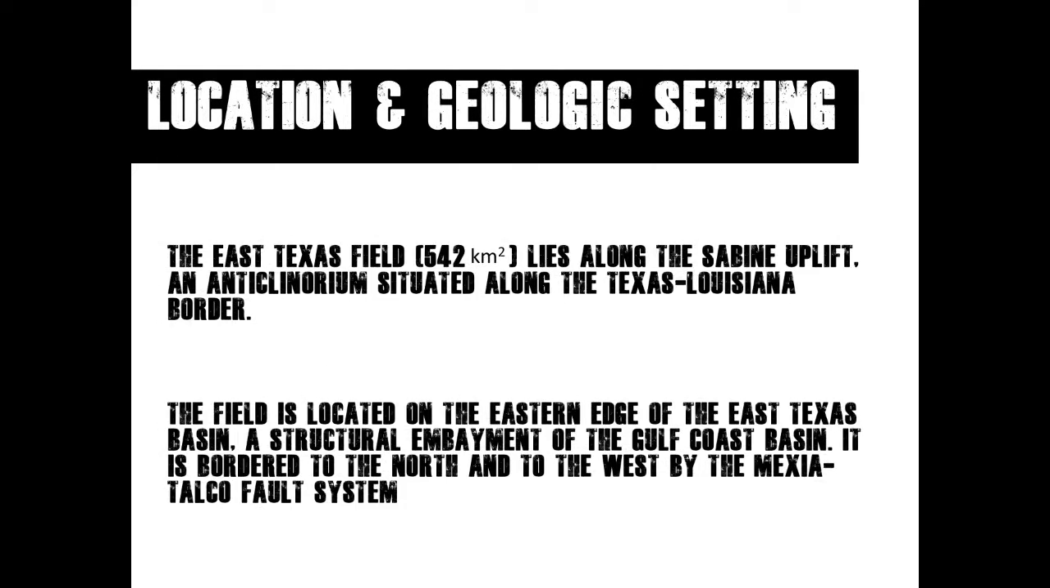The East Texas field is a prolific oil field that encompasses 542 square kilometers in parts of 4 counties in eastern Texas. It lies along the western flank of the Sabine Uplift, an anticlinorium situated along the Texas-Louisiana border. The field is located on the eastern edge of the East Texas Basin, a structural embayment of the Gulf Coast Basin, from which it is separated by a monocline known as the Angelina-Caldwell Flexure. It is bordered to the north and to the west by the Mexia-Talco Fault System.